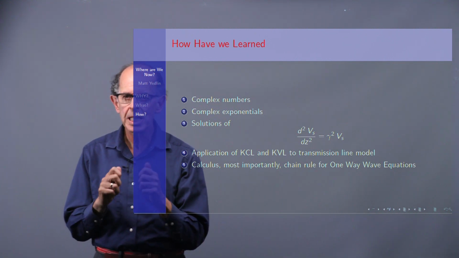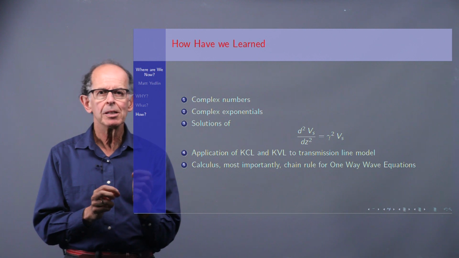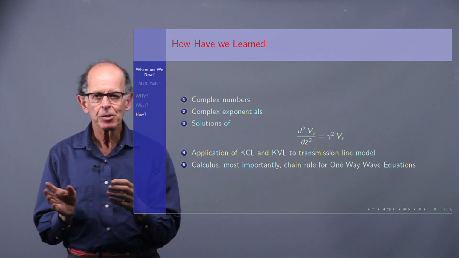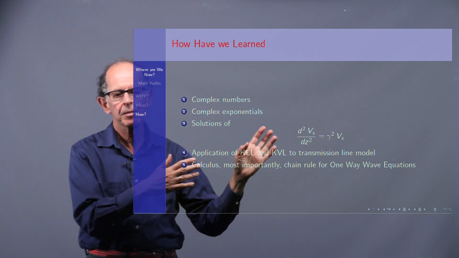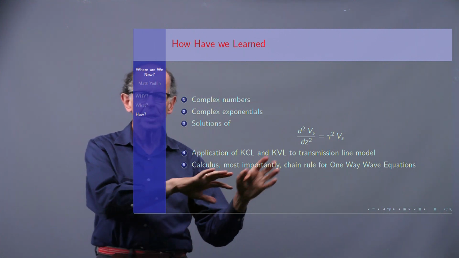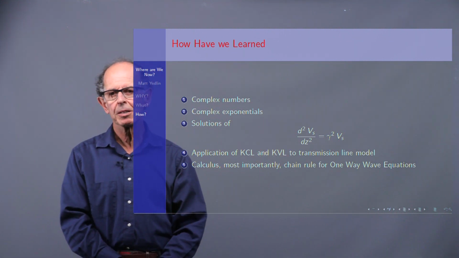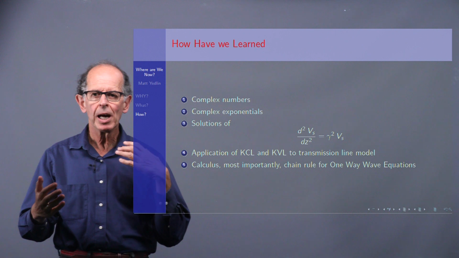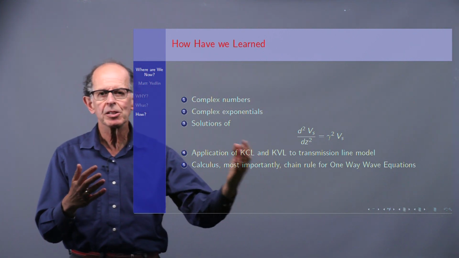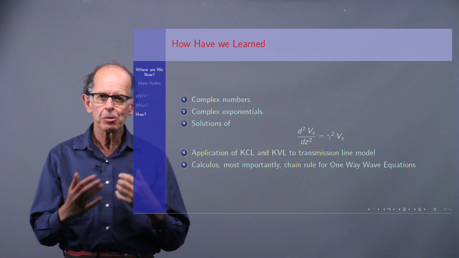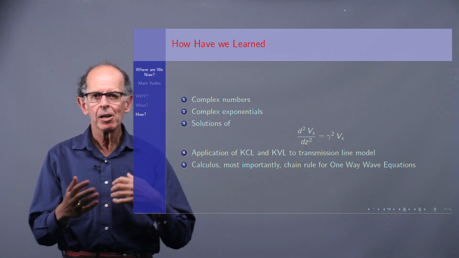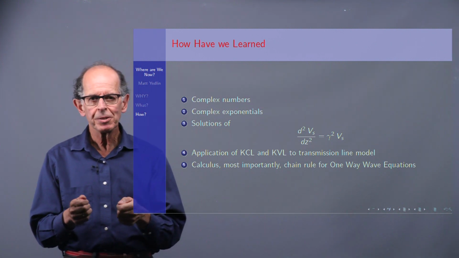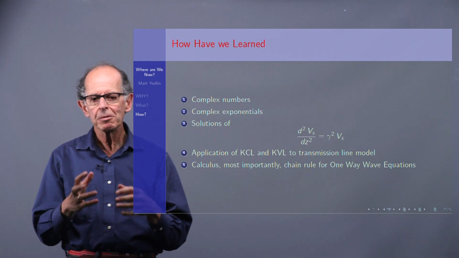And of course, we've used calculus, and most importantly, the chain rule, to get the one-way wave equation for waves traveling to the right, f of z minus vt, and waves traveling to the left, g of z plus vt. From there we built the second order wave equation, which has waves going both to the right and to the left. That's important because in real life you've always got waves going out and coming back, and they exist simultaneously to create interference and other patterns.